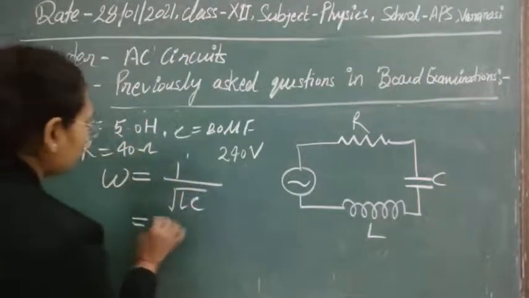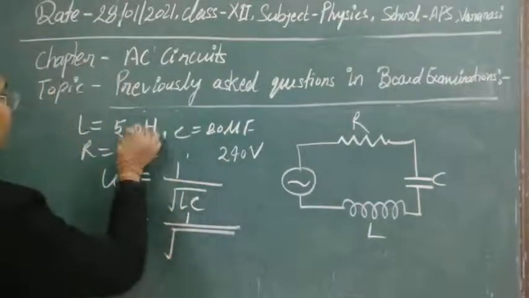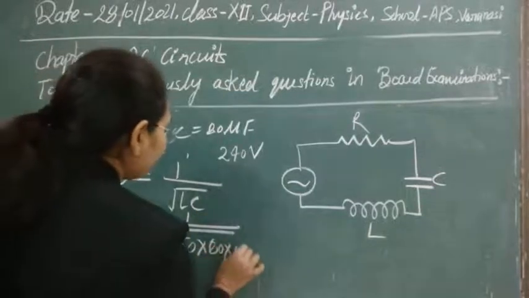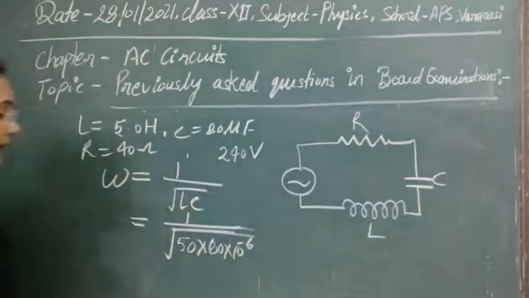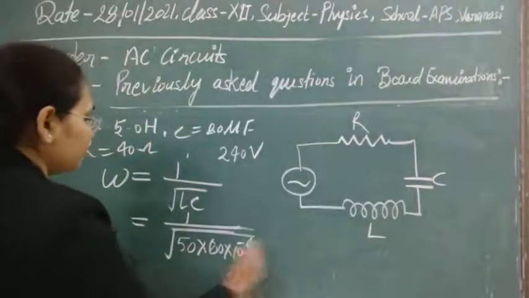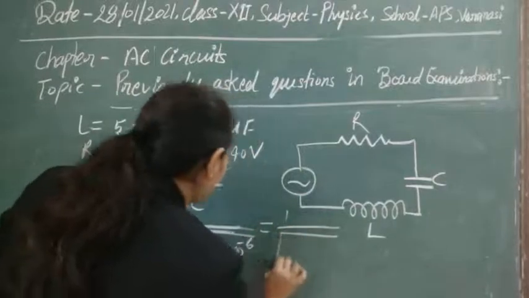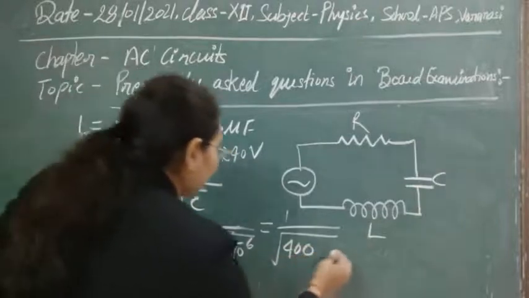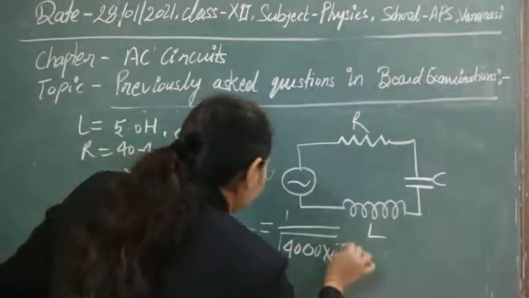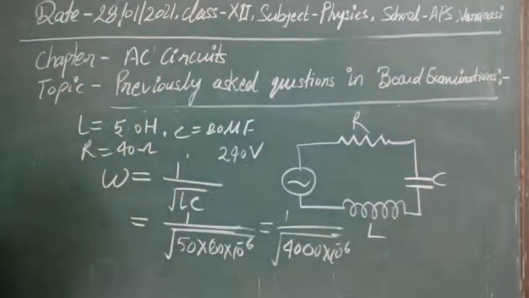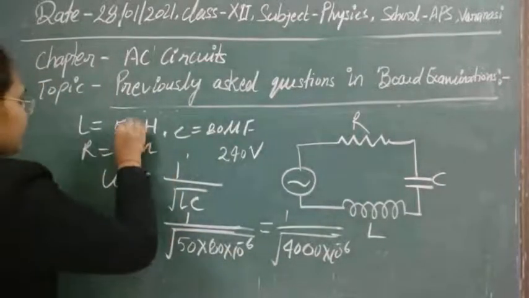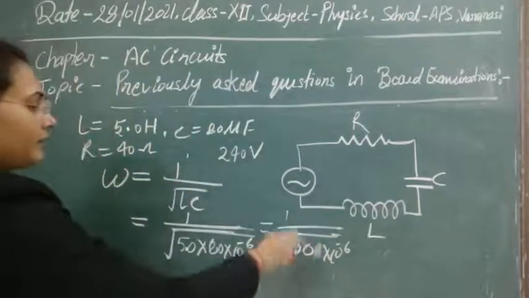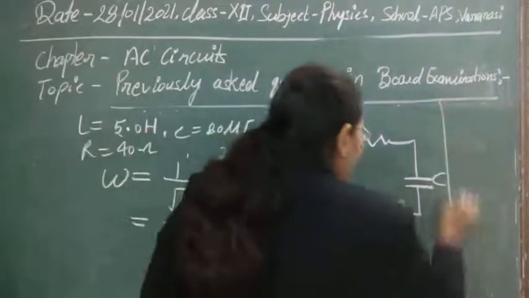So let's put the value of L here. The value of L we have is 50. The value of C we have is 80 microfarads, which is converted into farad first, and after that we solve this. So this will be equal to 1 upon root of 50 × 80 × 10^-6. Sorry students, this is 5.0 I think, so that's why this will be only 400 here. And now if you solve it, we can obtain the result.